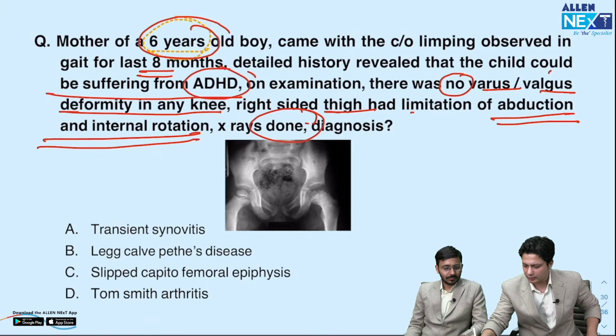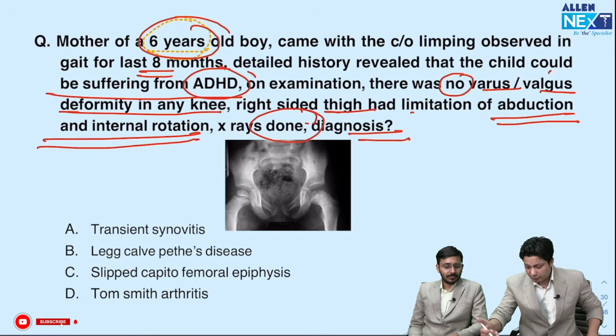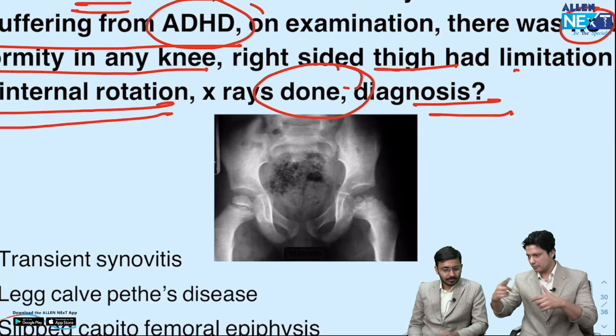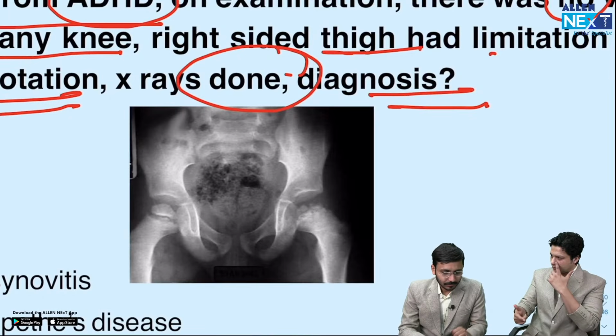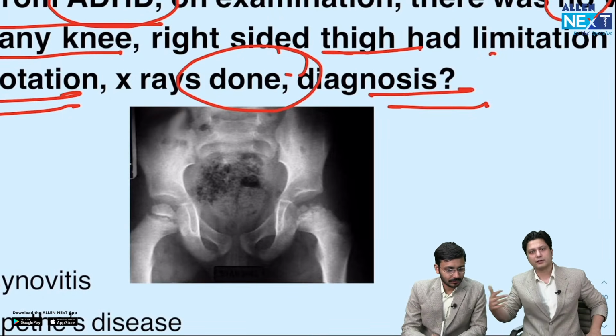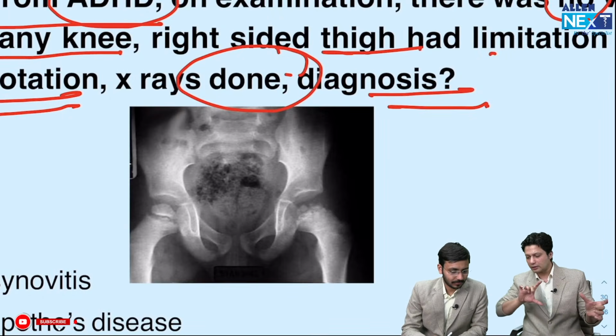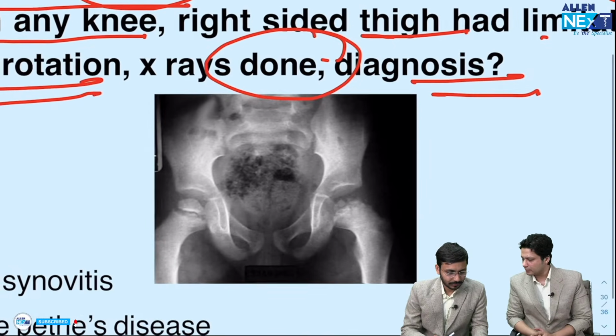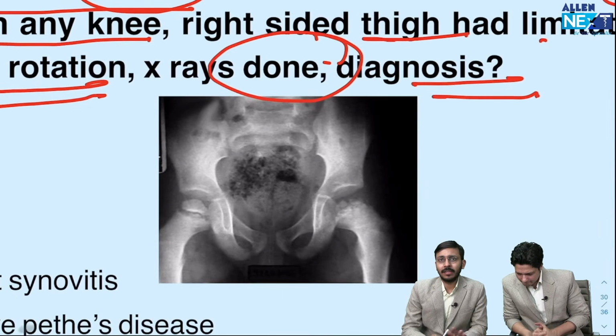X-rays are done. What is the most probable diagnosis? Again, before jumping to the answer, let's evaluate each and everything provided in the question. Like in the form of the X-rays, sir is going to tell you what the specific findings are in this particular X-ray. Okay, so first we see the normal joint.